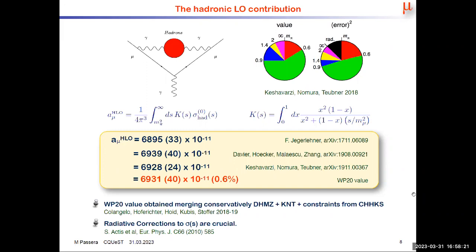I see. So the numbers in the parentheses, those are all those theoretical uncertainties, essentially? So yes, the 40 takes into account all known uncertainties. I see.